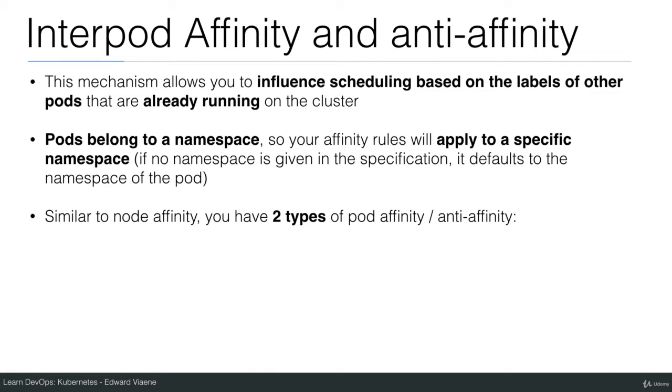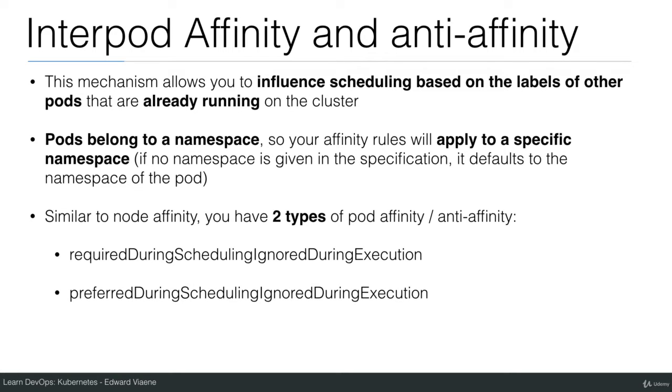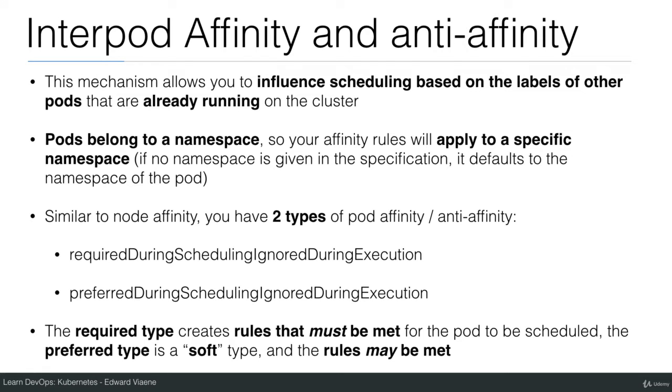Similar to node affinity, you have two types of pod affinity and anti-affinity. You have the required during scheduling, ignored during execution, and the preferred during scheduling, ignored during execution. The required type, the first one, creates rules that must be met for the pod to be scheduled. The preferred type is a soft type, and the rules may be met. So in the preferred type, the pod should always be scheduled. In the first one, if the rules are not met, then the pod will not be scheduled.